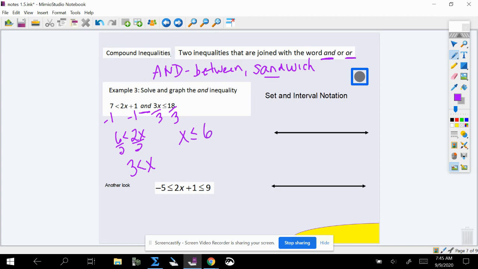So on my number line, I need to put these two values. The 3 is smaller, so it needs to go first. The 6 is bigger, so it needs to go second. My 6 is greater than or equal to, so I need a closed circle there. My 3 does not have the equal to, so it's open. So my values for an and is everything that is bigger than 3 but smaller than 6, including 6.